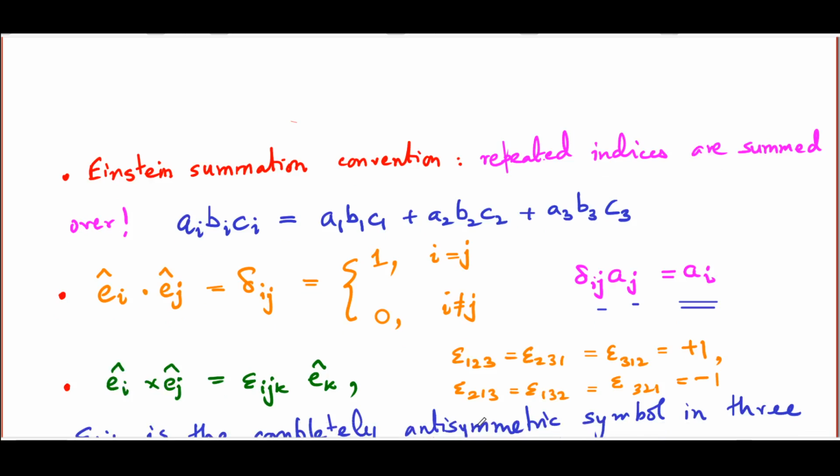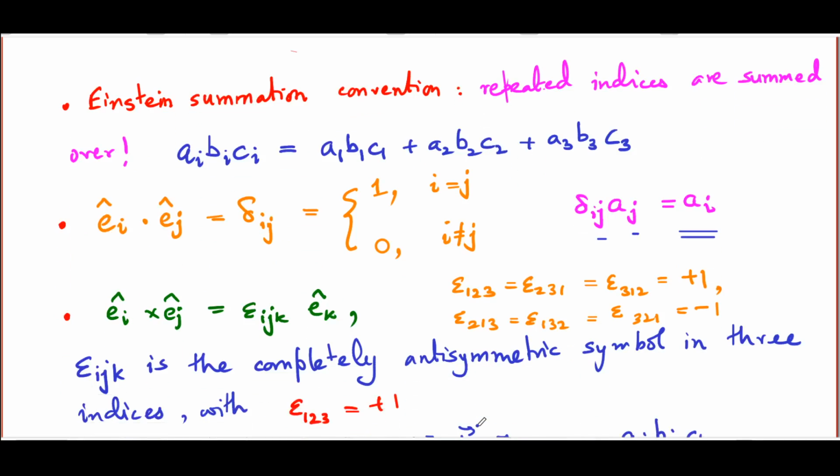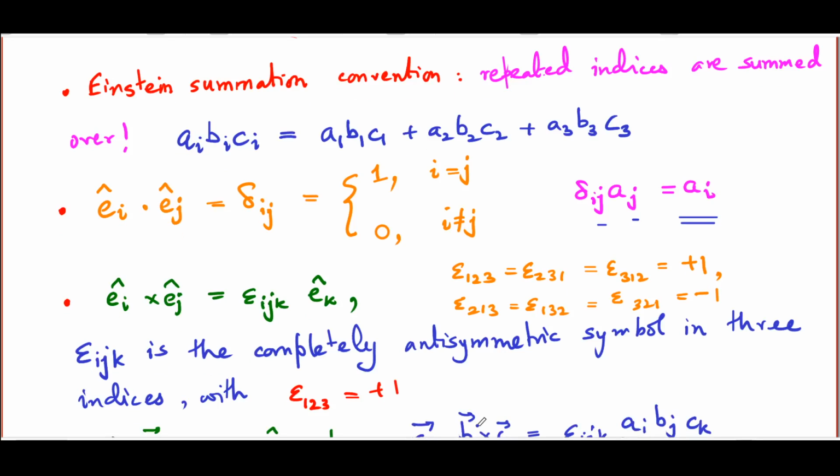This can be summarized rather succinctly by stating that epsilon ijk is the completely antisymmetric symbol in 3 indices that guarantees that whenever any two of the indices match, you get a 0. And all the non-zero values can be easily stated here just by giving this additional piece of information that epsilon 1, 2, 3 is plus 1.